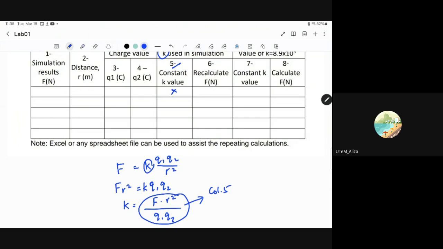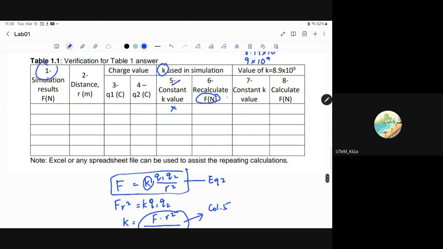So when you have that value, try to recalculate the force using this equation. Put in the value that you calculated just now into equation 2, and then recalculate the force. Will you get the same value as column 1? You should get it. Do not simplify or try to reduce any of the numbers that you get here. Take those numbers, calculate F, and you should get the same value as the simulation result.